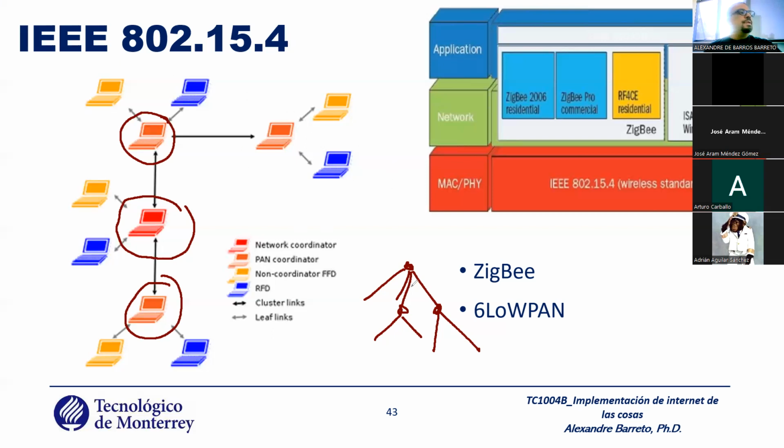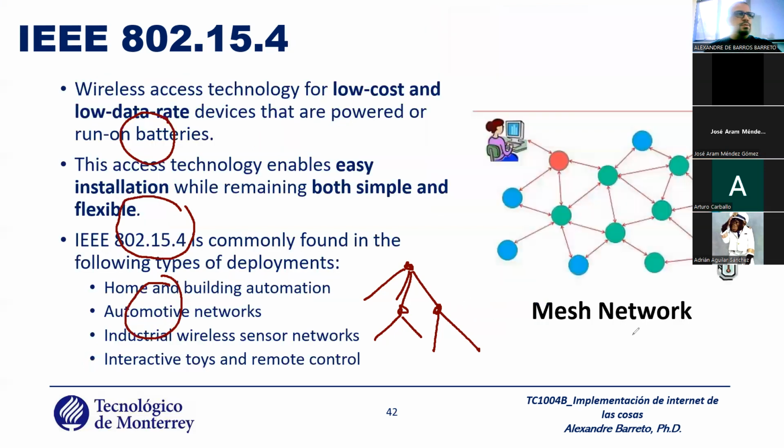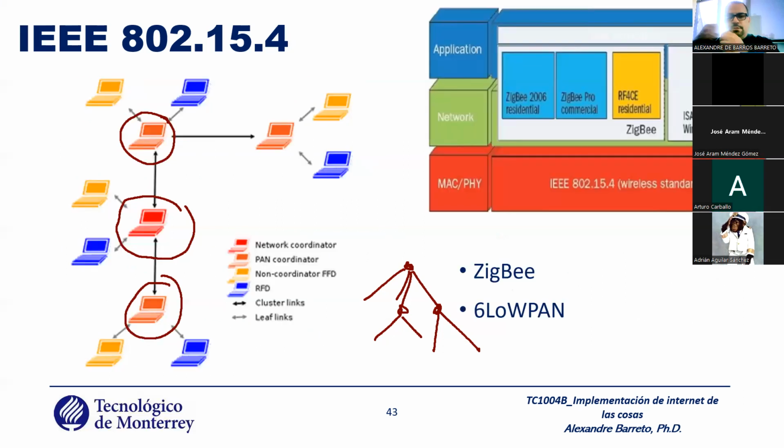If you look at the big picture, the topology you see is a mesh. But if you look in detail, you have something like a star. You have two protocols that implement 802.15.4, ZigBee and 6LoWPAN. ZigBee is the oldest protocol. It became very famous around 2000, I cannot remember exactly.